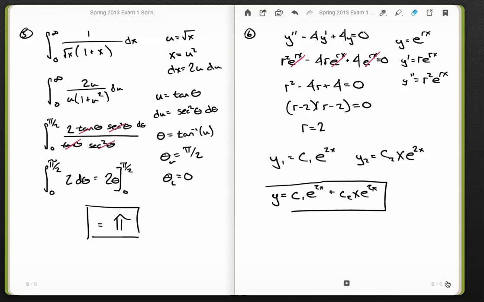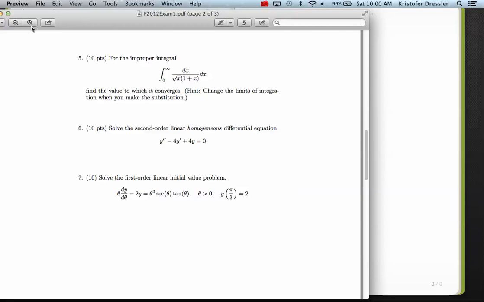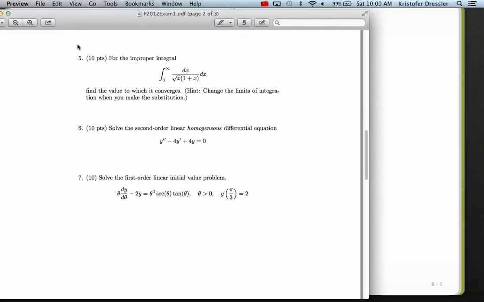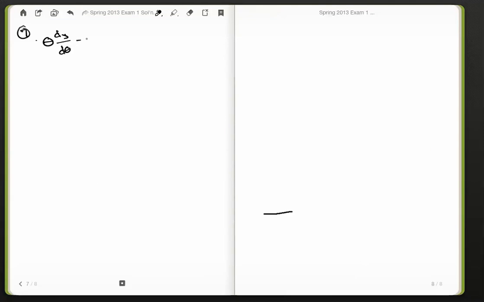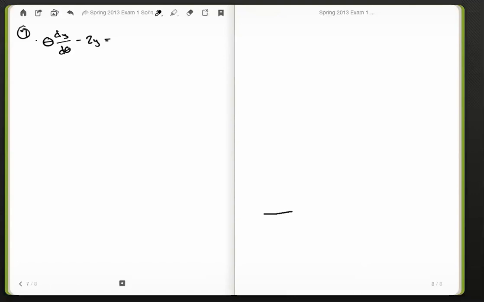Last one, we're almost done. Number 7. Number 7 was a bit of a hassle, but doable. So theta dy d theta, I'm going to transcribe this very carefully: theta dy d theta minus 2y equals theta cubed secant theta tangent theta.